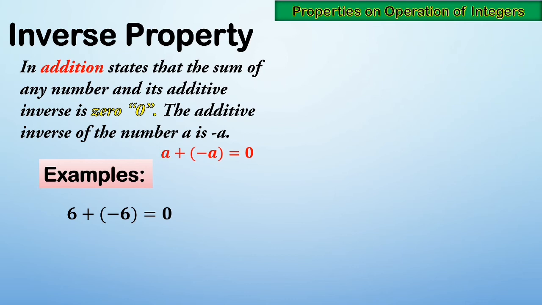Ano ba ang additive inverse ng 6, which is negative 6? Ano ba ang additive inverse ng negative 6? Positive 6. Parehong number, pero opposite ang sign or the opposite number. Okay, that is inverse property. Your opposite. Okay, that is inverse property of addition. Negative 34 plus 34 equals 0. Ang sagot ay palaging 0.